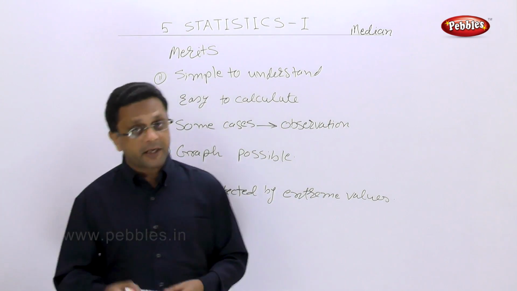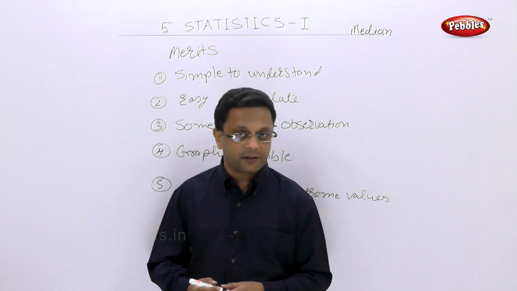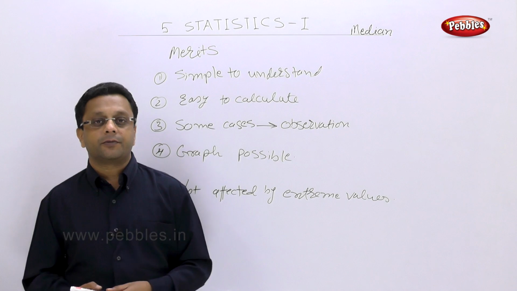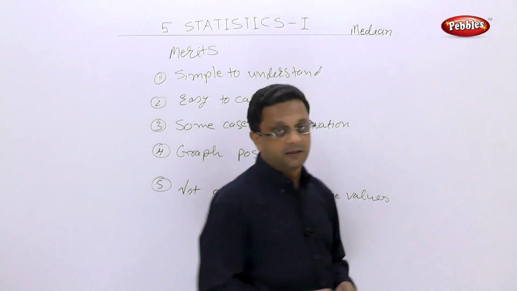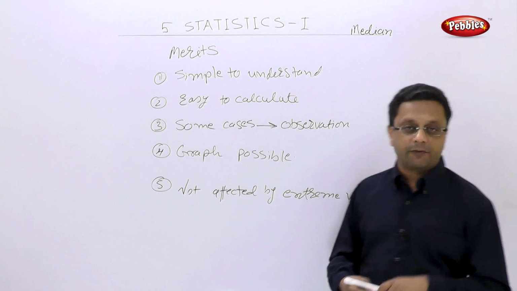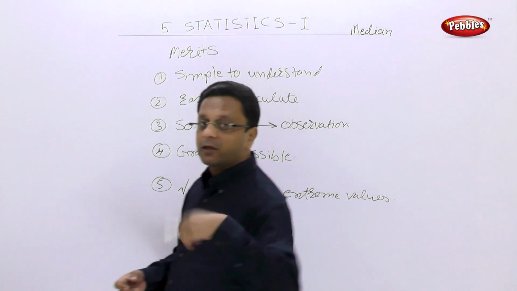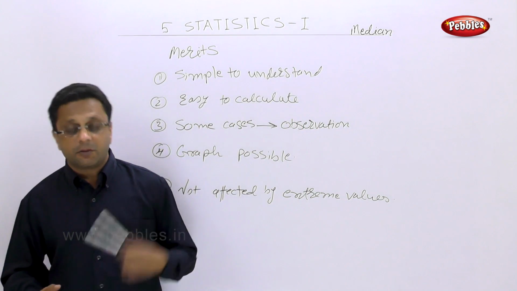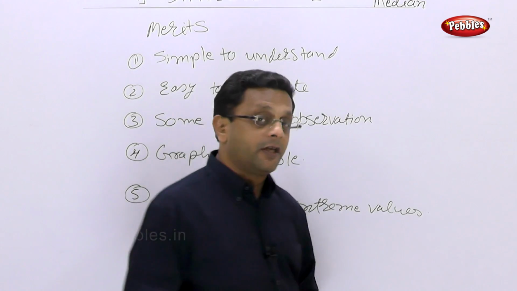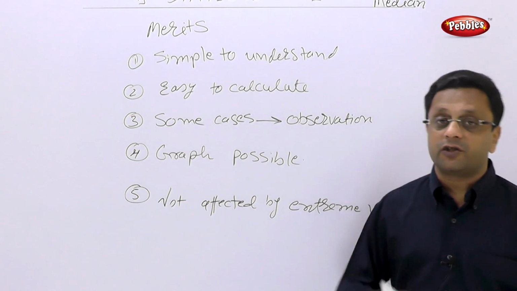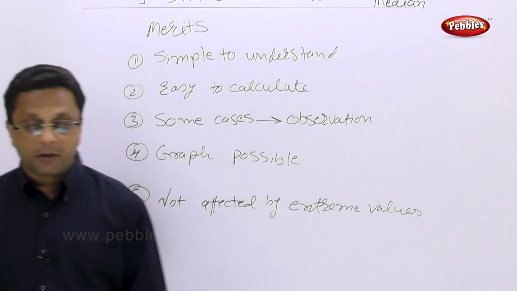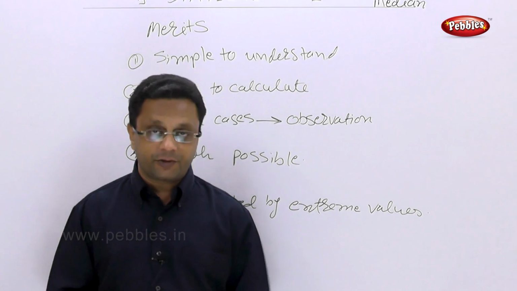But there are some demerits or cons also. The first is, it is not based on all the observations. We have taken just a median class, right? We have not taken into consideration all the observations, that is, sigma fi or sigma fi xi, etc. Then we require the arrangement of observations in ascending or descending order.